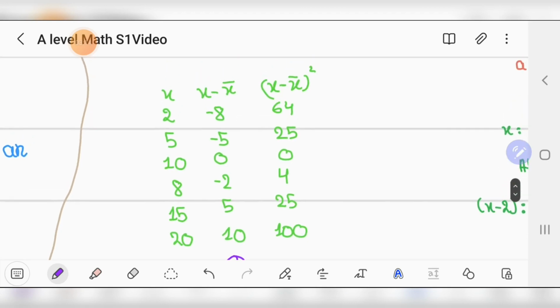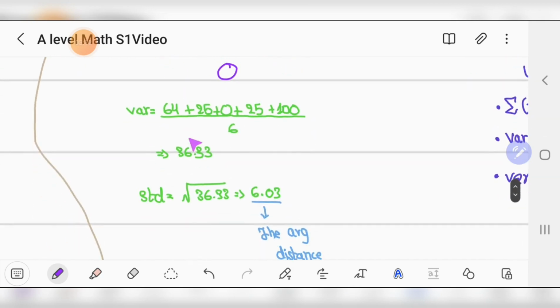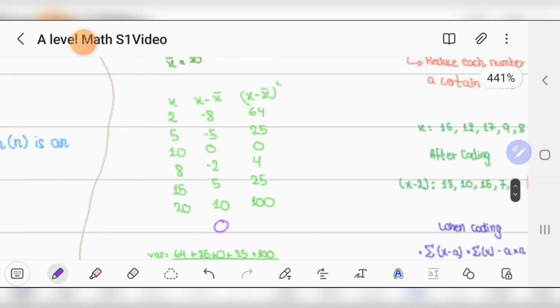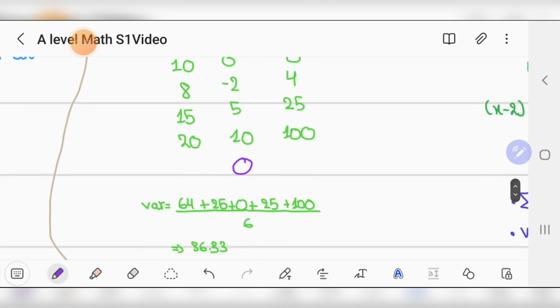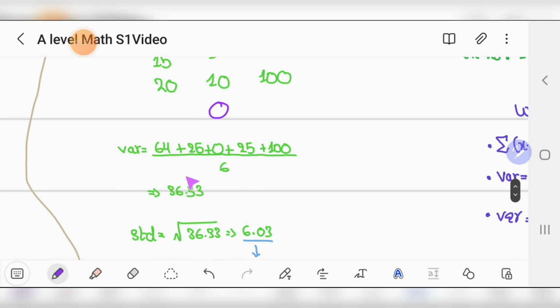Which is why we square them, in order to remove the negative signs. Now we add them up and divide by 8, and we get the variance. We subtract each data point from the mean, square each of them, add them all up and divide by the total number. So this is the variance.